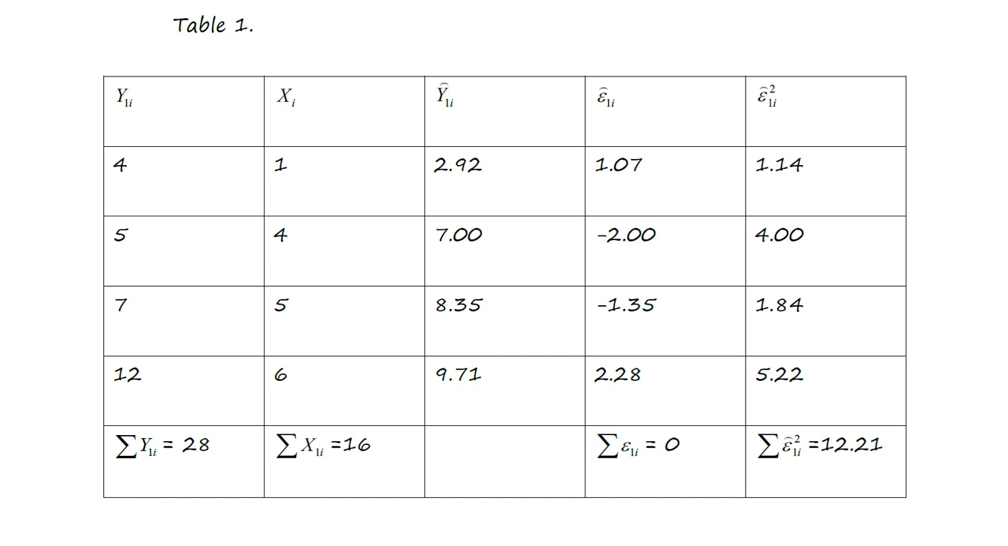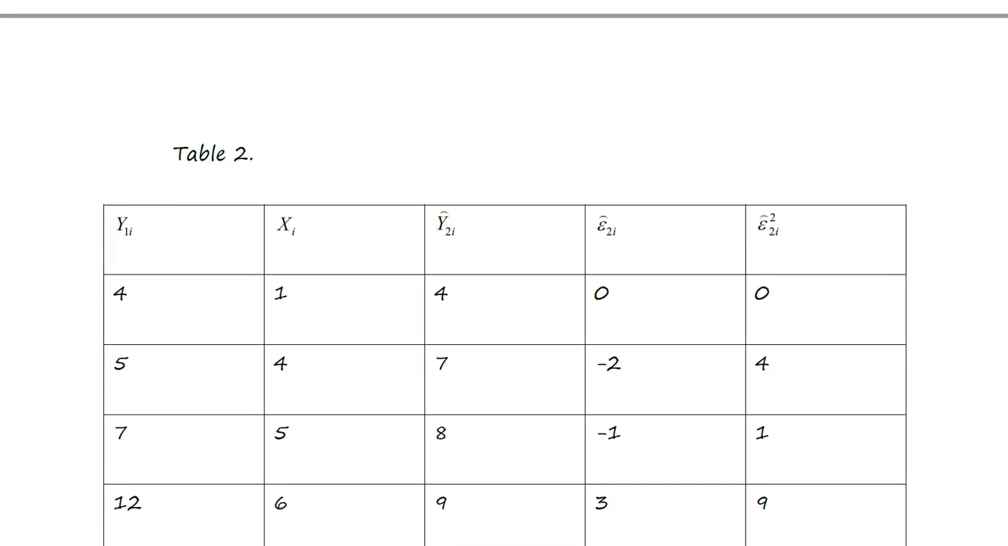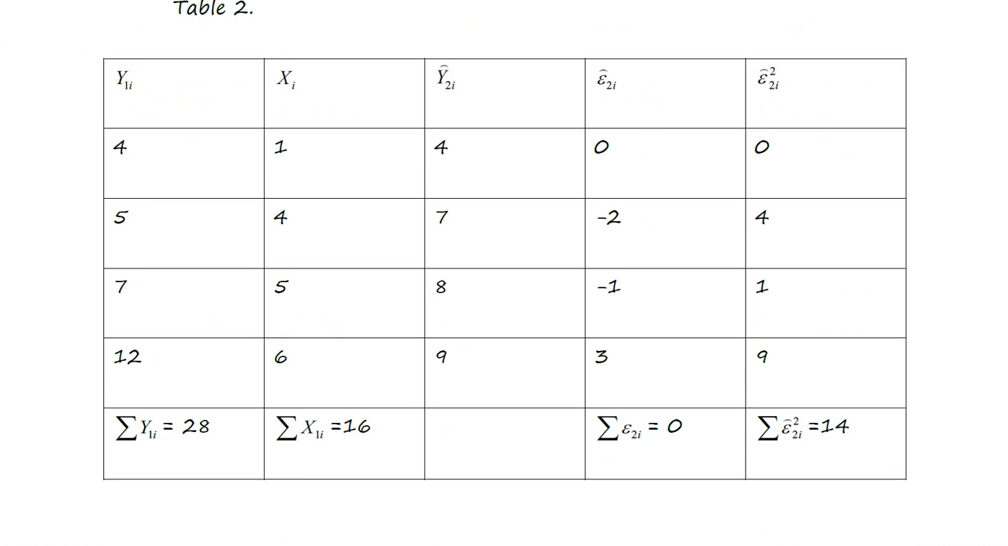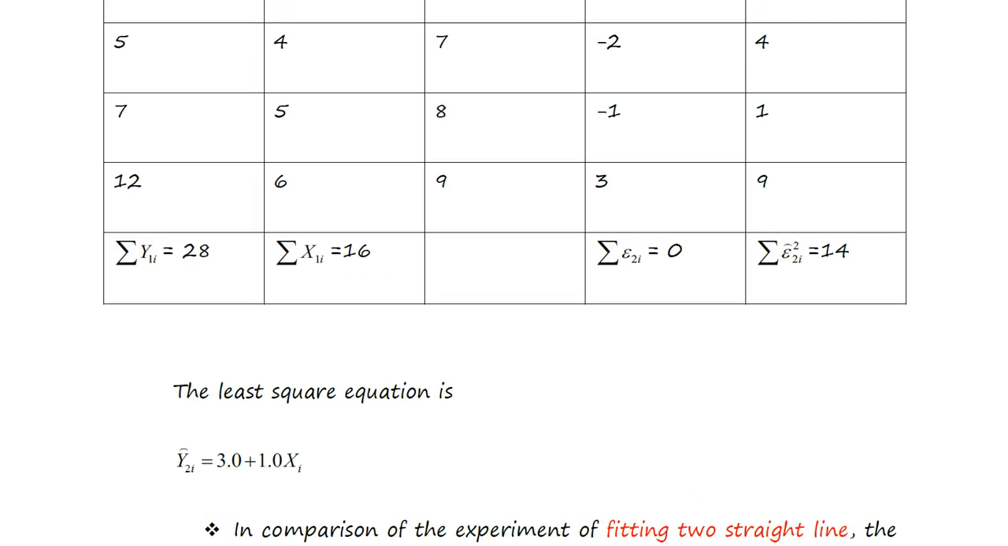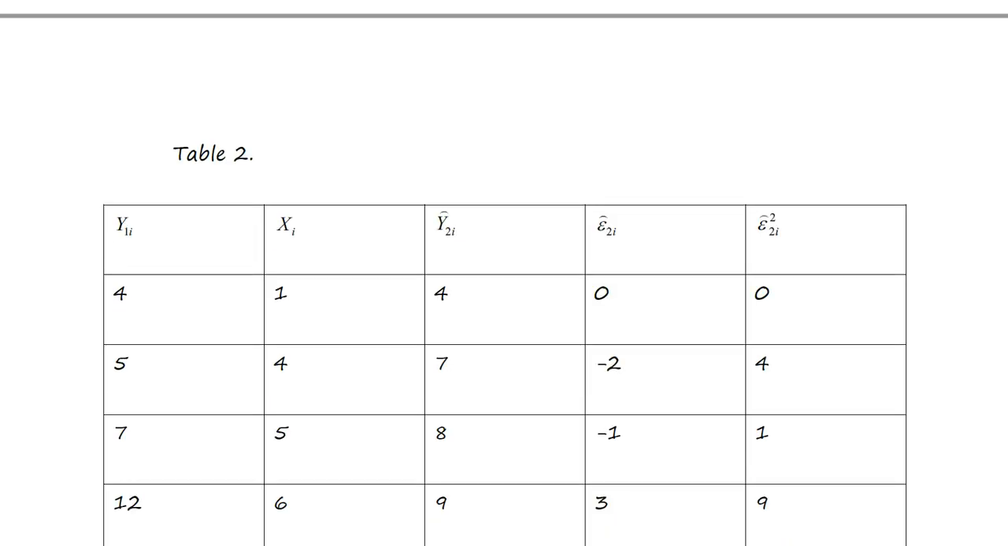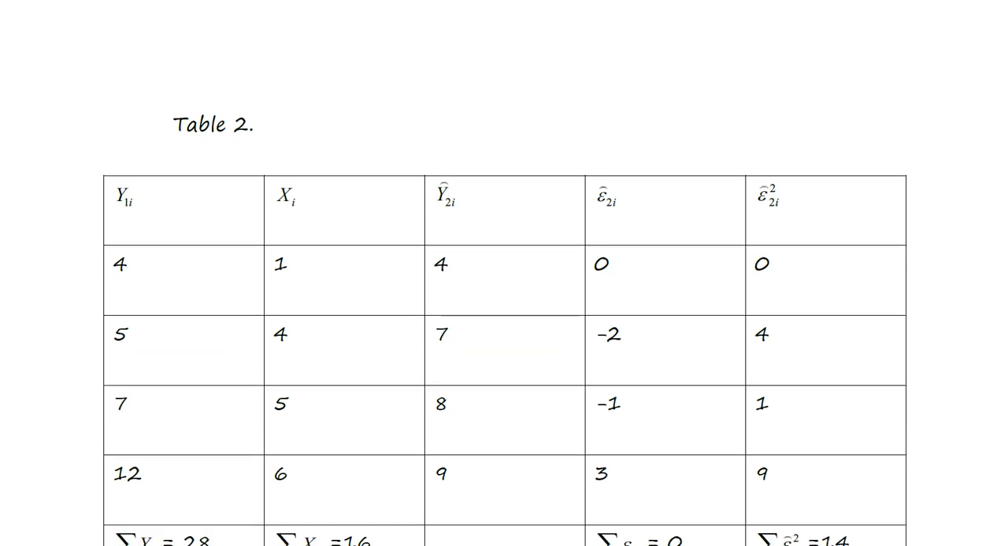If we want to calculate the error term, we take the difference yi minus y cap: 4 minus 2.92, 5 minus 7 is minus 2, 7 minus 8.35, we get this answer. 12 minus 9.71, we get this answer. By squaring these error terms, we get 1.14 and by squaring this we get 4, and the sum of squares of residuals is equal to 12.21 for the first straight line.